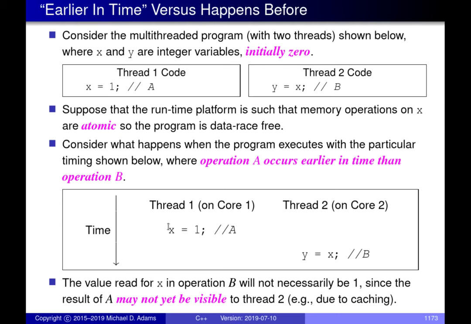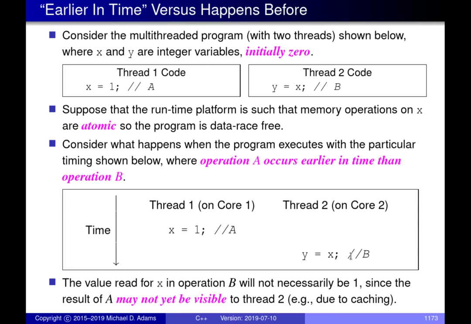So this is the time axis going downward on the slide. What's happening first is thread 1, which is running on core 1, assigns 1 to the value of x. I'm going to refer to this as operation A. And then thread 2 at some later point in time, because this is further down on the slide and time is running downward, is going to read the value of x and assign it to y. I'm referring to this as operation B.